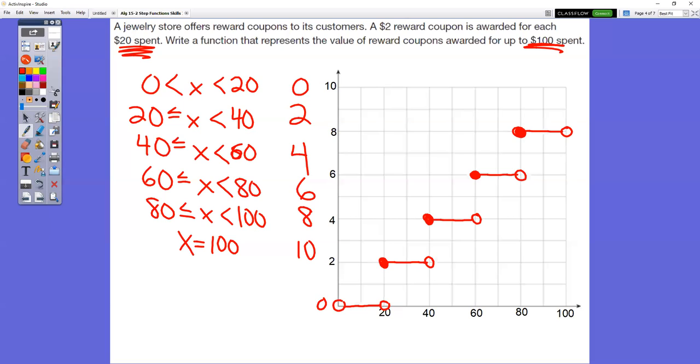Well, what the heck do we do here? All we're going to do is put a closed dot. We're not going to draw anything else, because it only said to go up to $100 spent. So sometimes you will end up with step functions that just have one random dot. It all depends on how the word problem is.